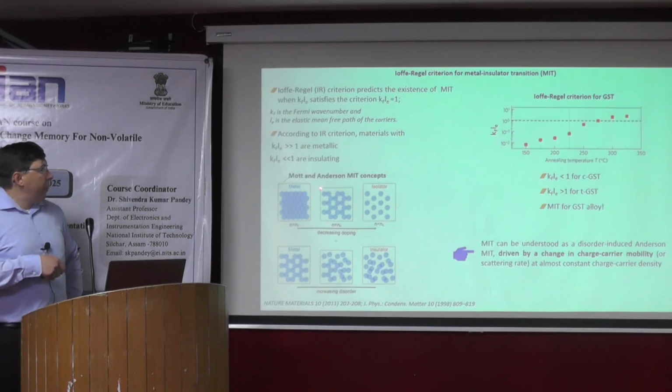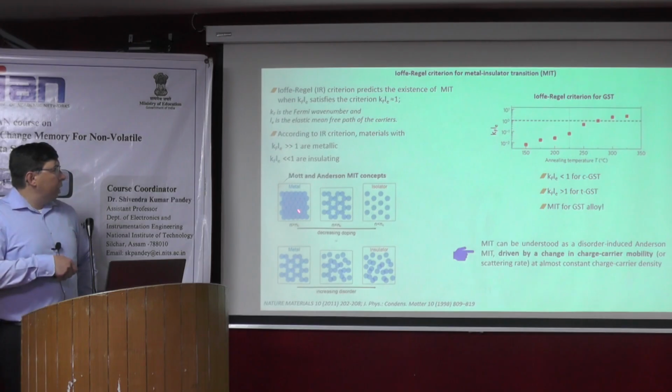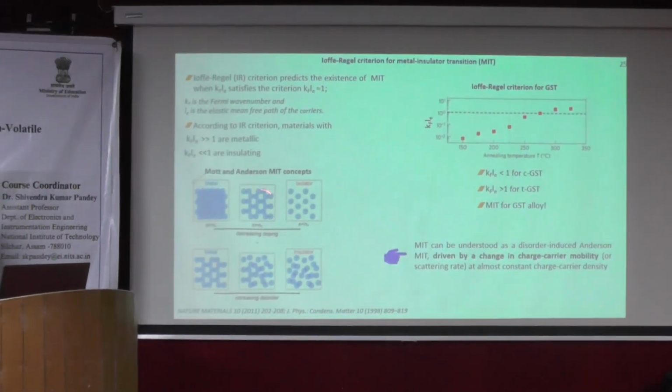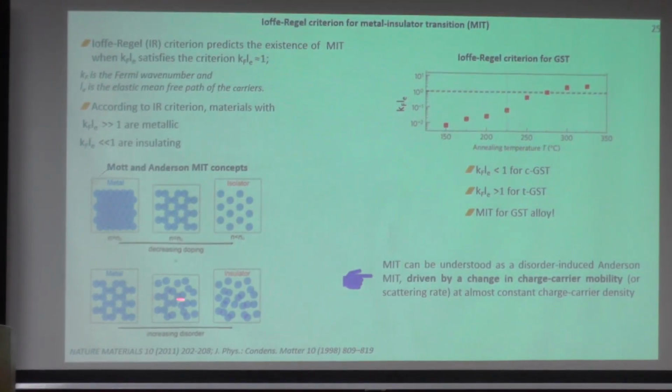There are two types of such metal-insulator transition. One is driven by Mott, and another is driven by Anderson. In the case of the Mott MIT, you have a metal, and if you decrease the doping in this metal, you can go from the metal to the insulator. In the case of the Anderson MIT, the transition is driven by increasing the disorder in the material. So if you start with a metal and increase the disorder, you can go from metal to insulator.